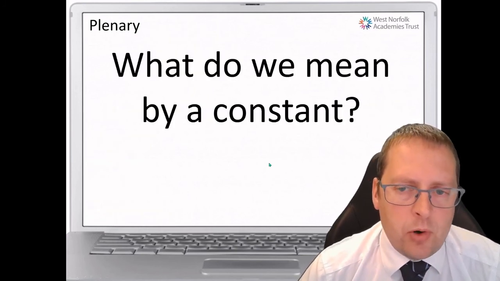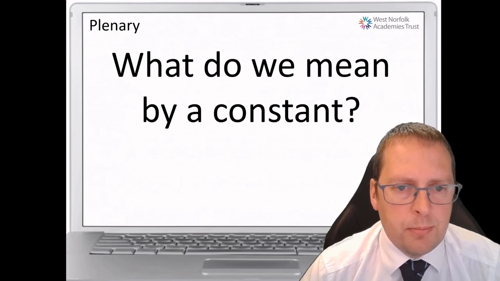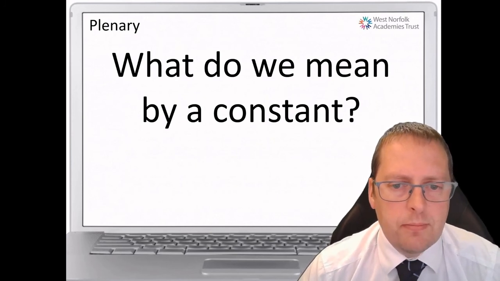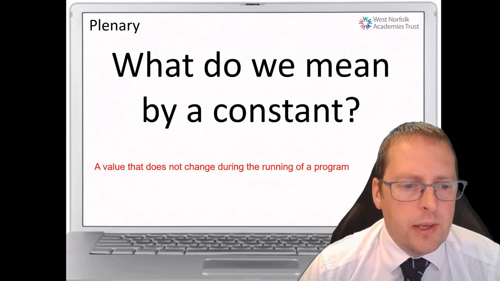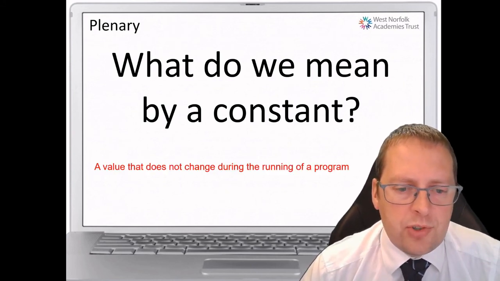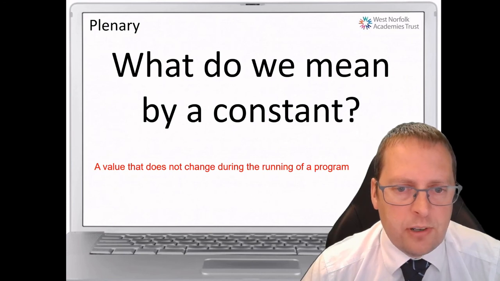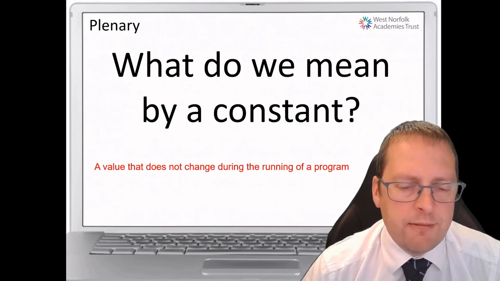What do we mean by a constant in our code? So you can pause the video and answer that one. So a constant is a value that does not change during the running of a program. So it's a variable that always stays the same, it doesn't change. So we can define a constant and it will stay the same throughout the whole program, unlike a variable that can change.